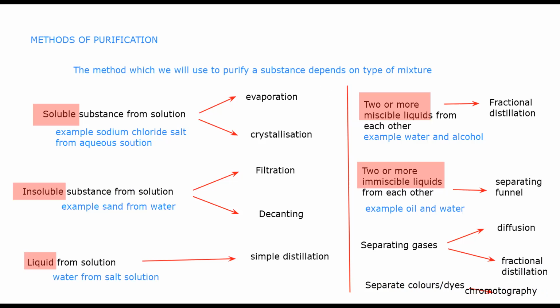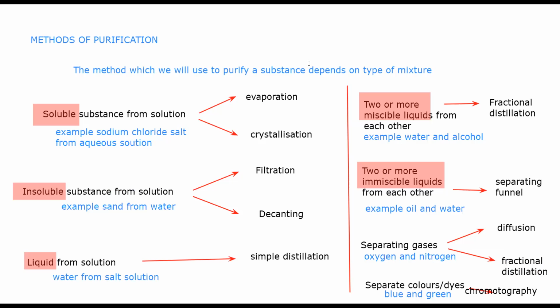Example of separating gases: you want to separate oxygen and nitrogen from the air. You will use either diffusion or fractional distillation. And if you want to separate two colors, or identify whether something is pure or impure, you will use chromatography. For example, blue and green color you want to separate from each other. So these are the techniques which we use. Now we'll discuss each technique in detail.